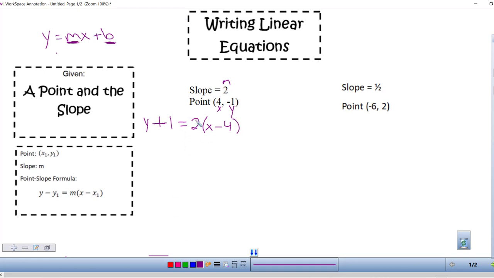Then we can just simplify this equation. So we distribute 2 times x and 2 times -4. On the other side, we keep our y plus 1. Our goal is to get y equals mx plus b, so I need to move this plus 1 so that it's just y equals. Remember, whenever we move something from the one side to the other in an equation, we do the opposite. So the opposite of plus 1 is -1, and y equals 2x minus 9. This is our final answer.